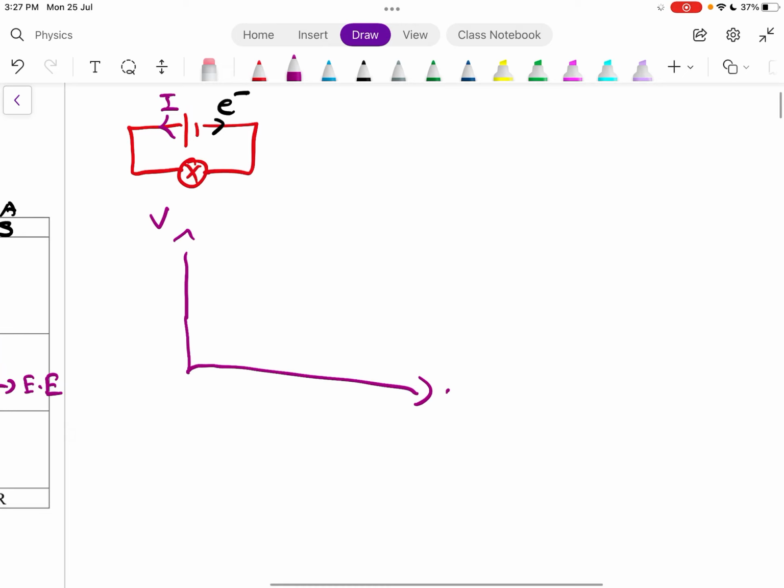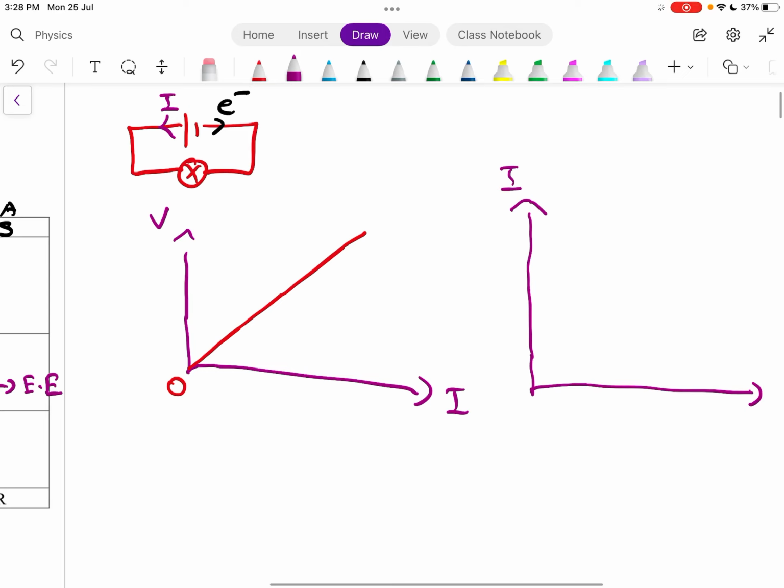So V-I. This graph will always pass through the origin, and of course it's a straight line. This is the most common type of graph that we will see, and of course the gradient will represent your resistance. But for O-level, the graph that we will normally be given in the question is the I-V graph. So I against V is the same thing, it's a straight line that passes through the origin.